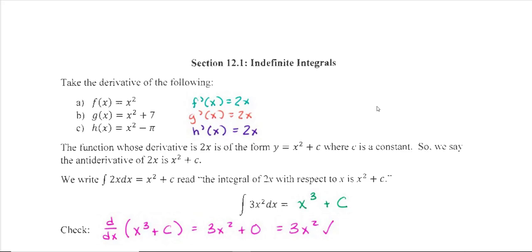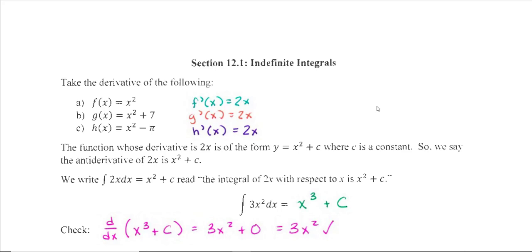Let's look at g of x equals x squared plus 7. The derivative would be 2x. What about h of x equals x squared minus pi? Well, its derivative is also 2x. So the function whose derivative is 2x is of the form x squared plus c, where c is some constant. So we say that the antiderivative of 2x is x squared plus c.